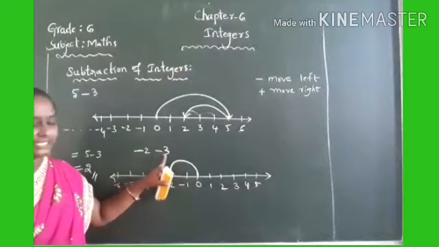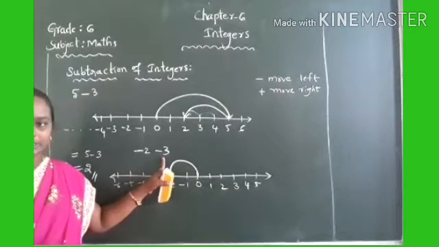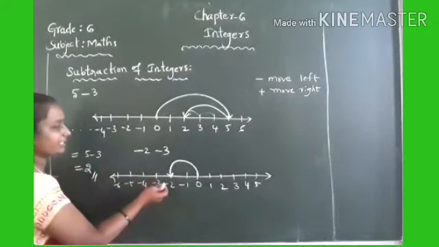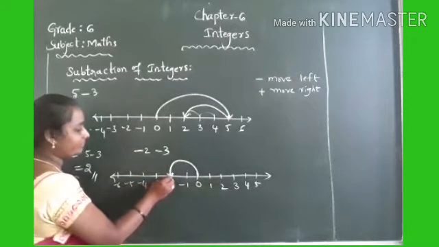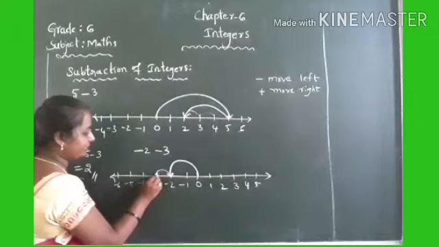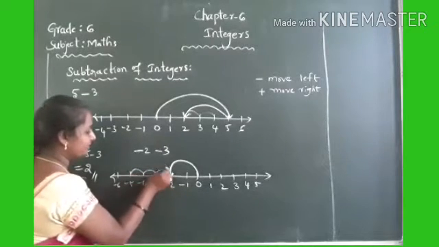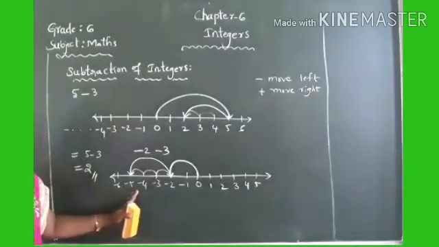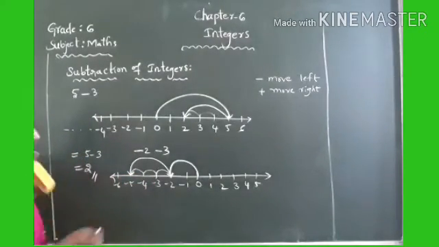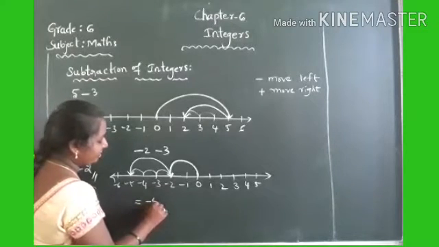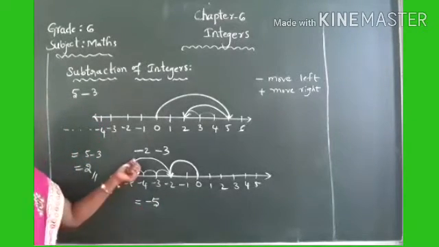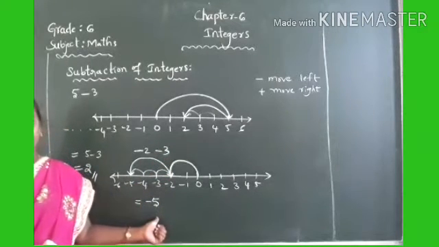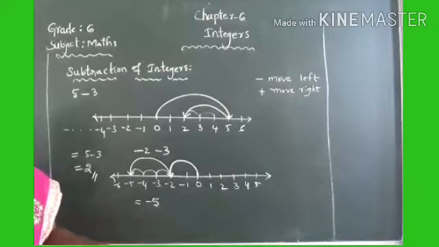Minus 2, minus 3. Again minus 3 is given. Minus 3 means move left side. So how many steps? 3 steps from minus 2. That is 1, 2, 3. So at your destination, which type of integer did you get? Yes, a negative integer. That is minus 5. Minus 2 minus 3 gives minus 5. Is it clear, children? Right.